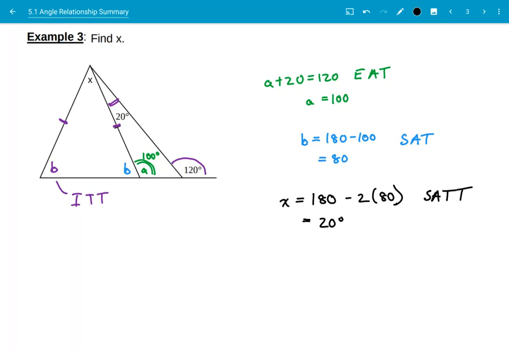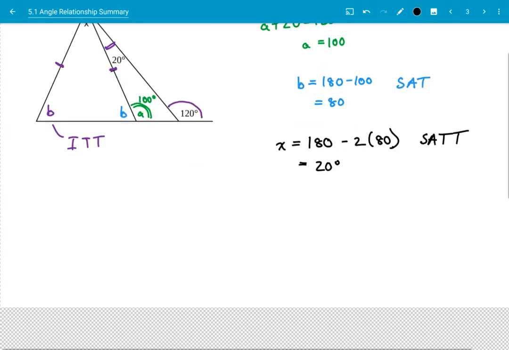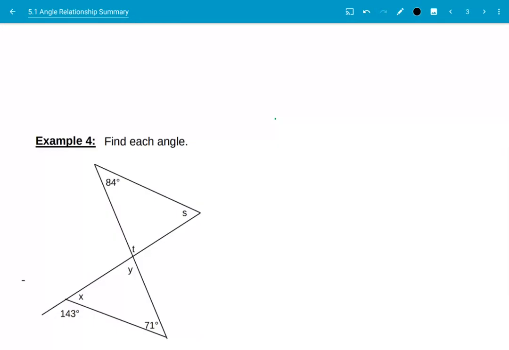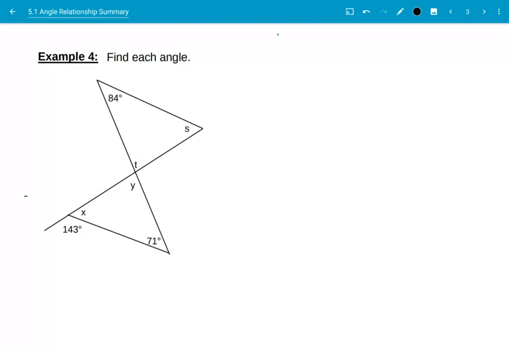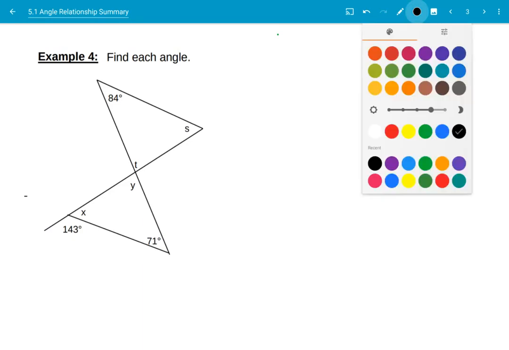Example 3. Example 4. Pause the video, copy the diagram, and get started if you can. Always start where you have more information. The top right triangle, that one in the top and towards the right a little bit, only has one known angle in it. Not enough information. Look at the bottom. We're given two angles and two unknowns. I would start with angle X.